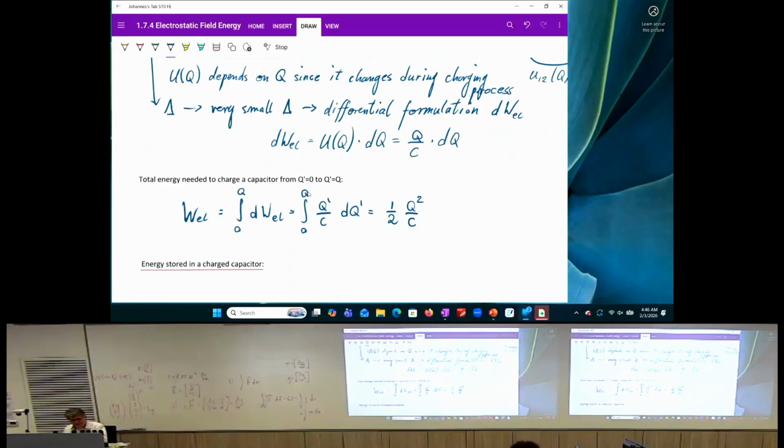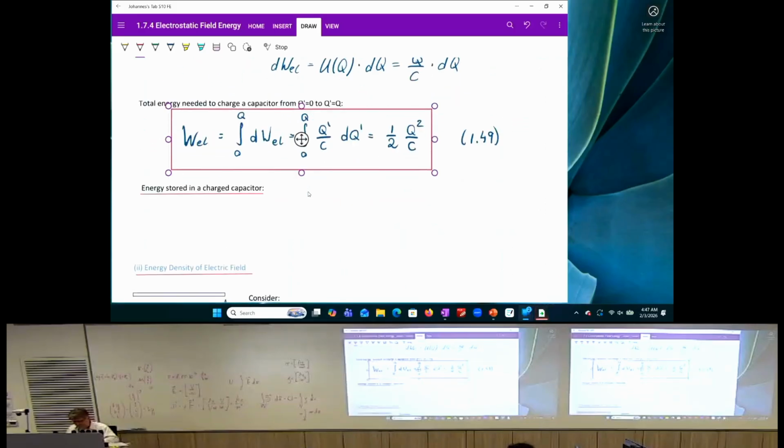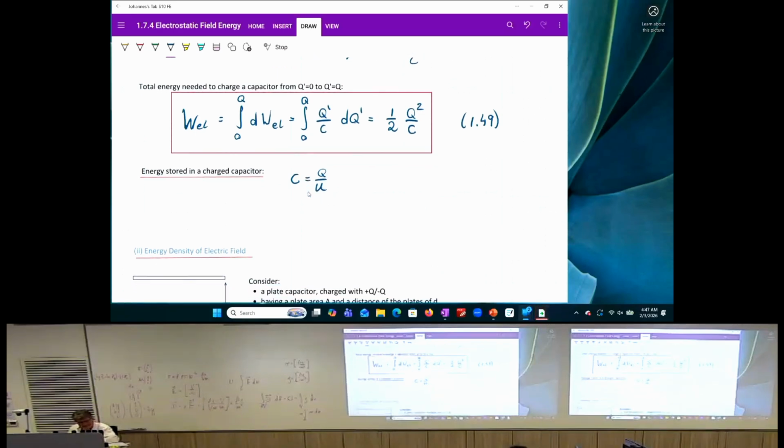And this is the equation 1.49. And this is now the energy that is stored in your capacitor. So recall, C is Q over U. What is the unit of capacitance? Okay, what is the energy stored then? We just had computed that.